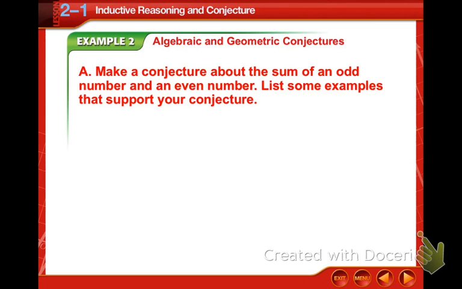Okay, so our next one here, we need to make a conjecture again about the sum of an odd number and an even number. So we're going to list some examples that support it. So we're actually going to do this a little backwards here. We're going to come up with our examples first, so that way we kind of know what the conjectures are going to look like.